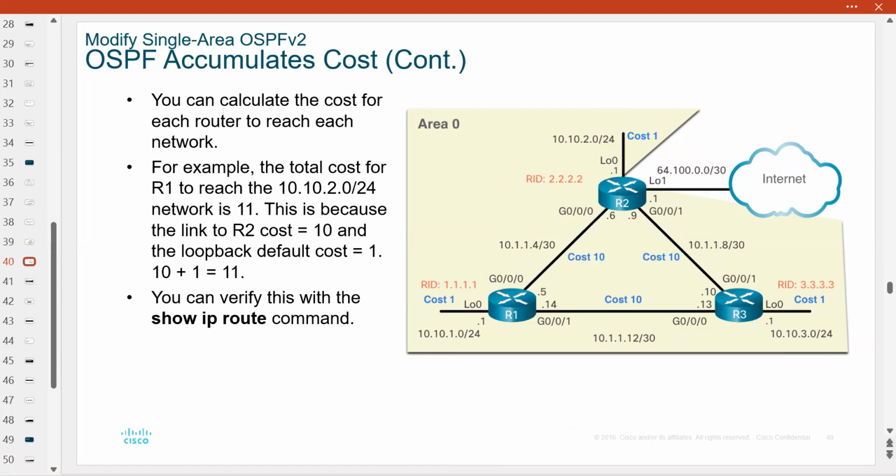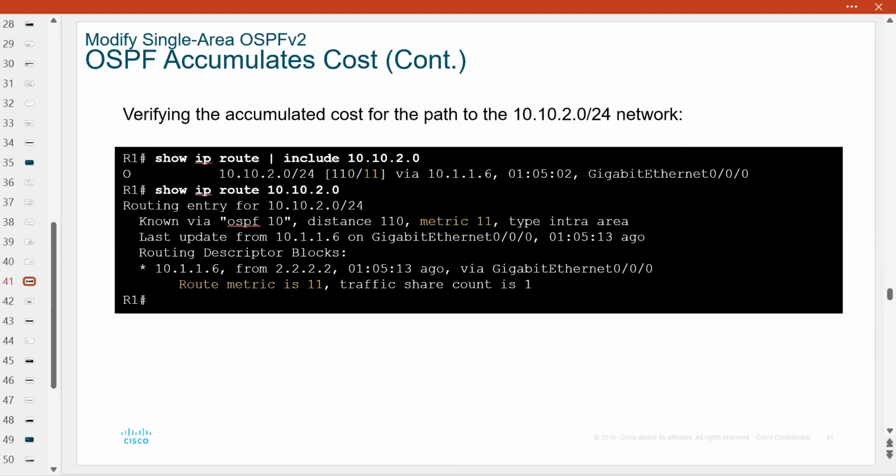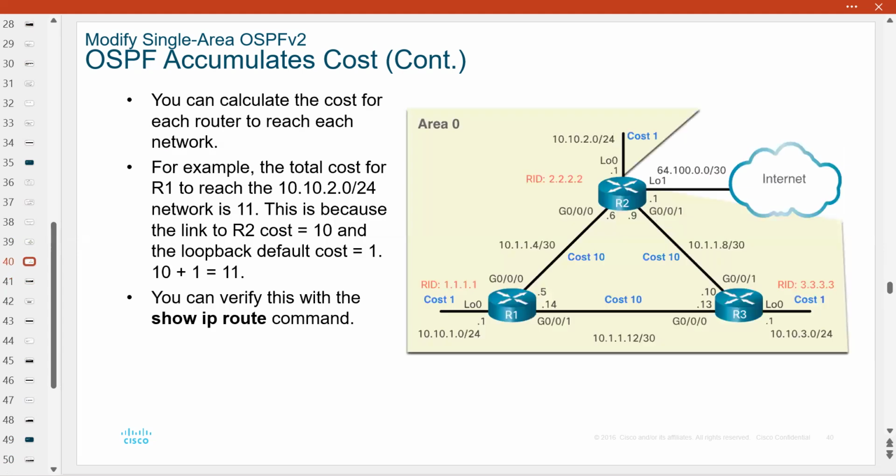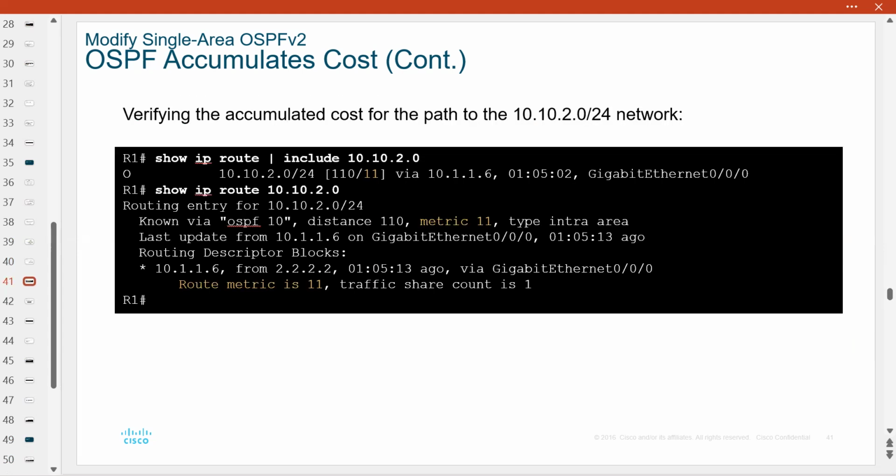Okay, I think this explains what I've been explaining. Calculating the accumulated cost, we will not repeat that one. Right. OSPF accumulated cost: verify the accumulated cost path. If you show the IP route, you can see this value there. The cost will be there.